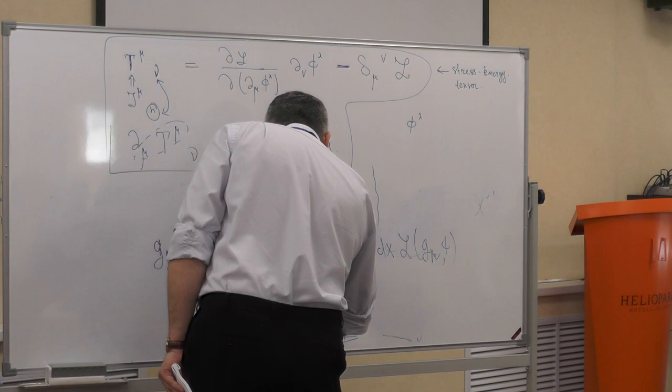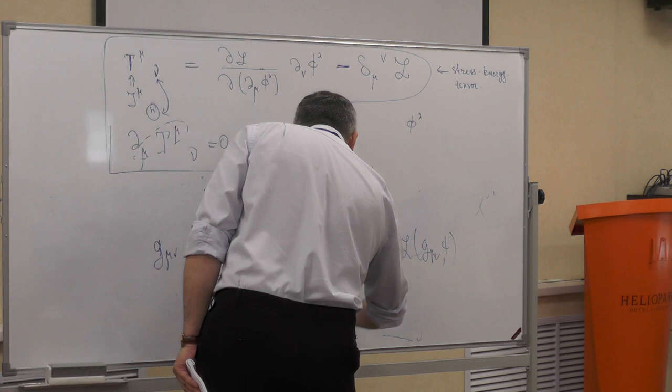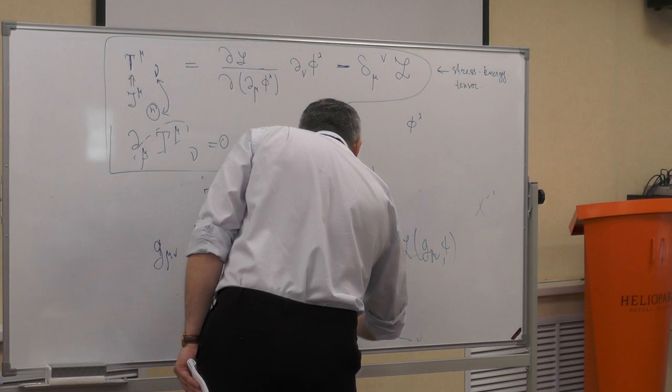And you can show that a stress energy tensor, which is symmetric, can be defined in the following way: 2 divided by square root of minus g, where g is the determinant of this non-trivial metric, times the variation of the action, or the variation of the Lagrangian density, with respect to the metric g mu nu. In that case, it comes out symmetric.